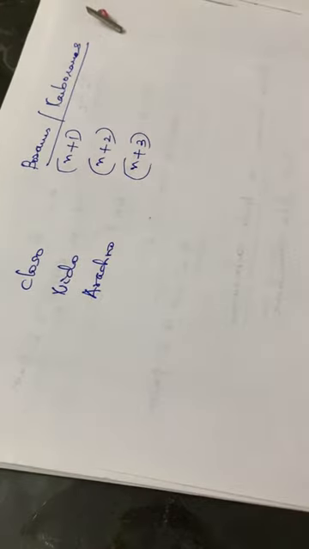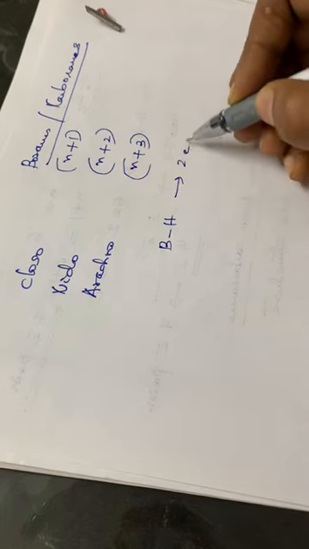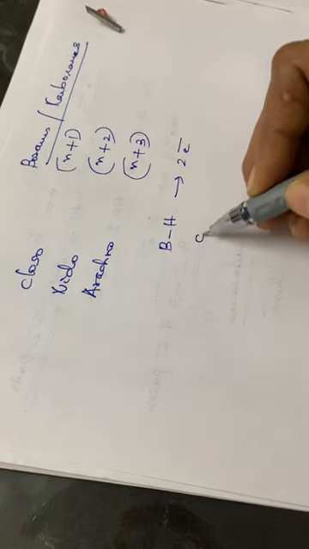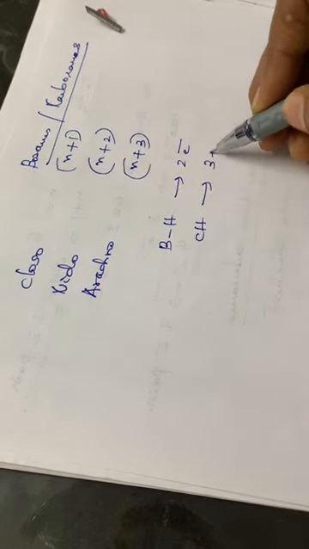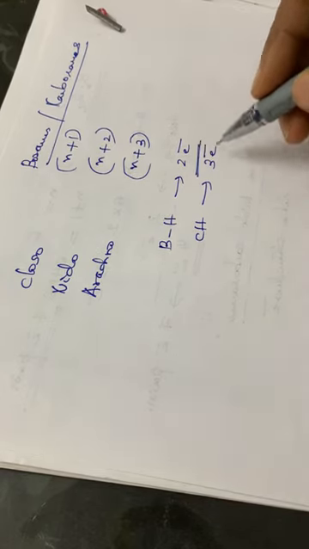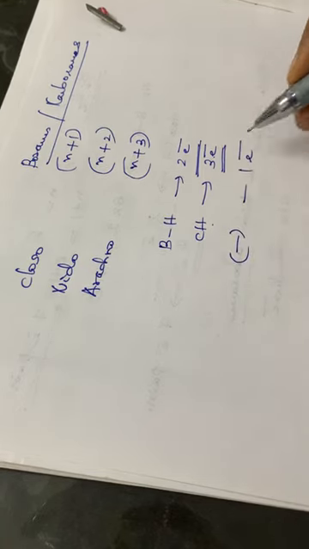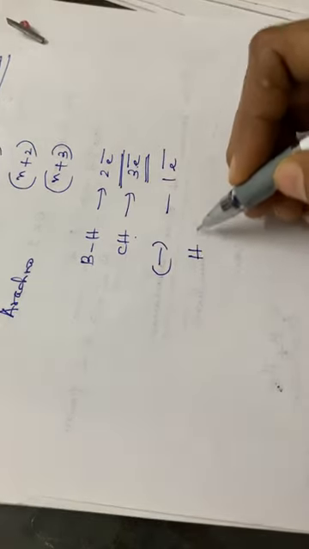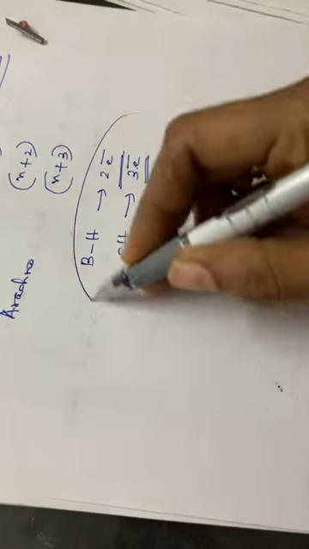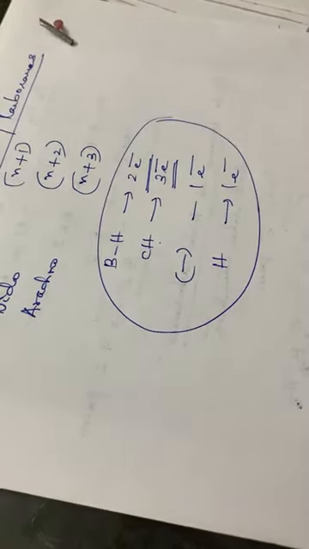Then you have to remember Wade's rule also. A BH unit donates 2 electrons. A CH unit donates 3 electrons. A negative charge donates 1 electron, and a hydrogen atom donates 1 electron. You have to remember this in short form, that is Wade's rule. So this much you have to study.